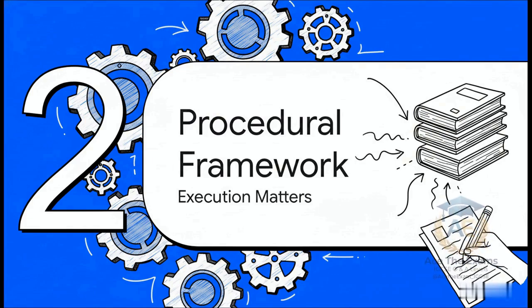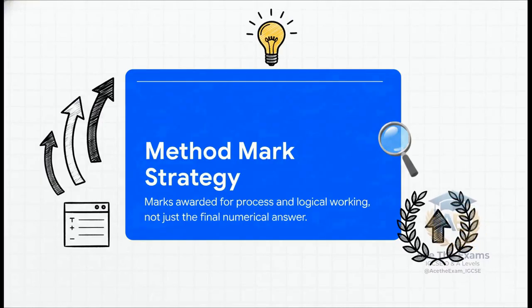Execution matters. The crucial point here is the method mark strategy. Listen closely, because if there is one absolute secret weapon in your accounting toolkit, it is this. Cambridge examiners actively award marks for the process. Let me say that again.